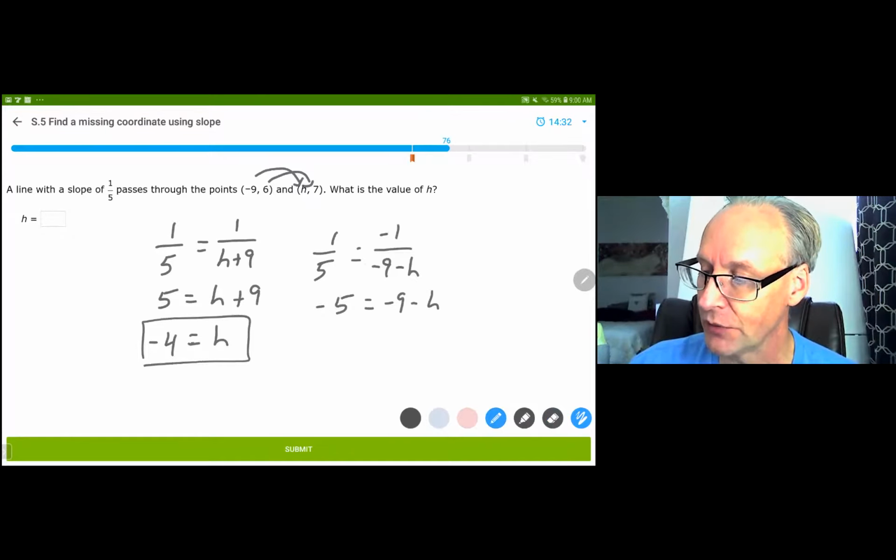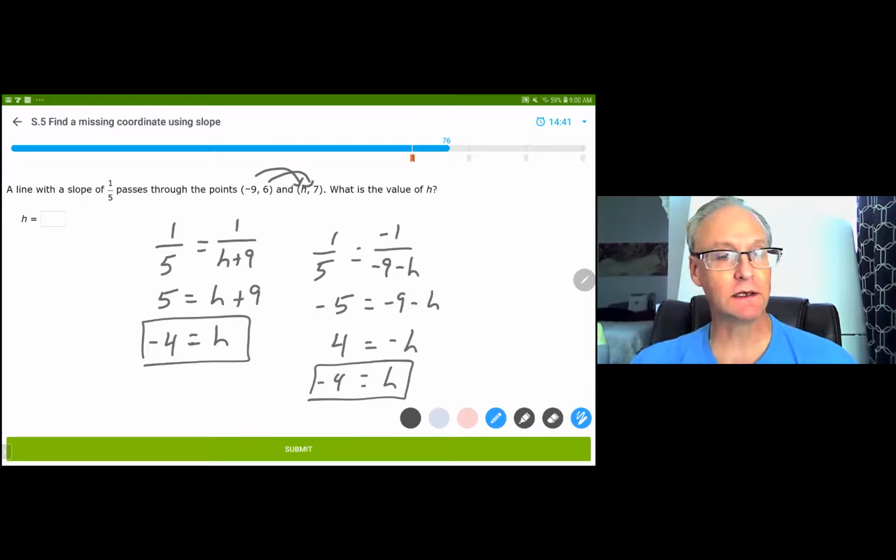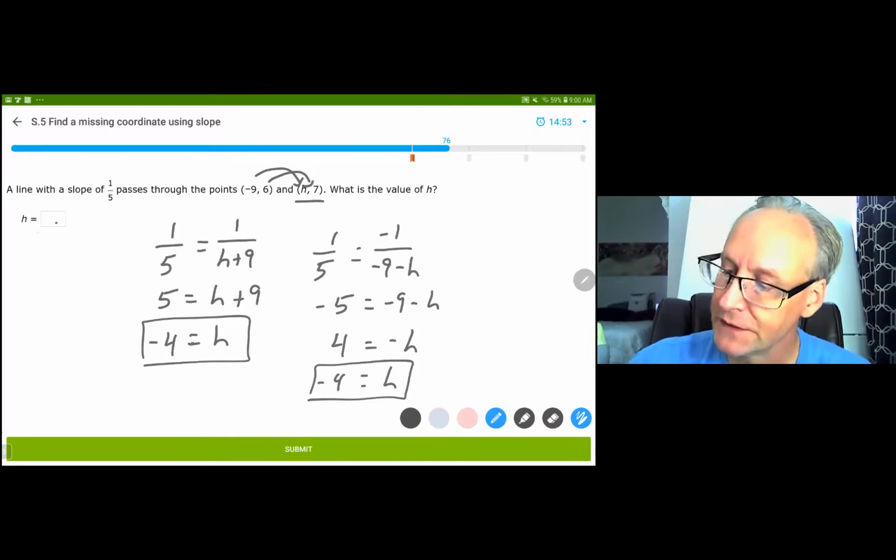I'm going to add 9 to both sides. I'm going to get 4 is equal to negative h. I'm going to divide by negative 1. I'm going to get h equals negative 4. It doesn't matter which way you go. The reason I usually like to start with the point, or call the point 2, the one with the variable, is so that the variable doesn't have a negative on it. Doesn't matter though, it's still negative 4.